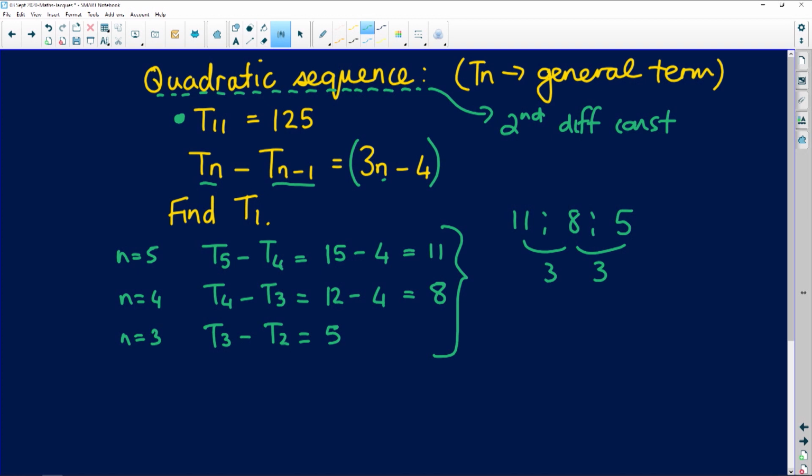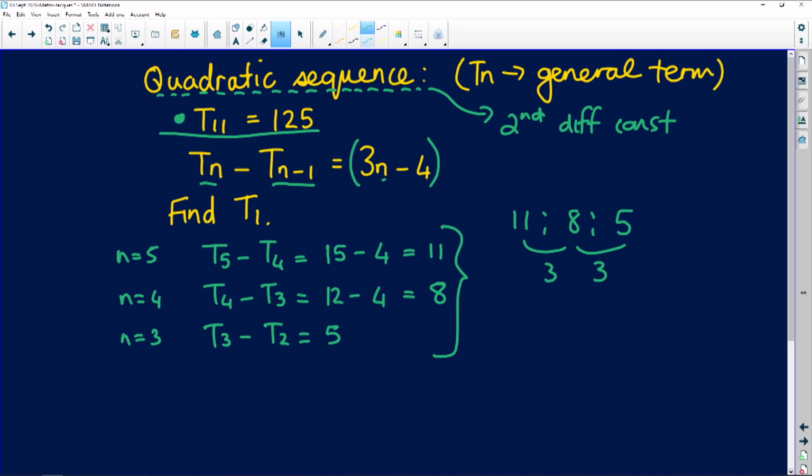So all we need to do now is work backwards from term 11 to get to term 1. Okay, we have term 11 as 125. Now I can hear you asking, but why don't you just go down and find T1? You can't find T1 this way. You've got to work backwards.